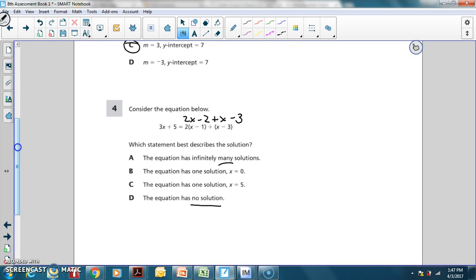Now let's combine our like terms. So we've got 2x plus x is 3x. -2 minus 3 is minus 5. So we have 3x plus 5 equals 3x minus 5. Now, if we take away the 3x from both sides, we get 5 equals -5. Well, 5 does not equal -5. That makes no sense, which means we have no solutions.